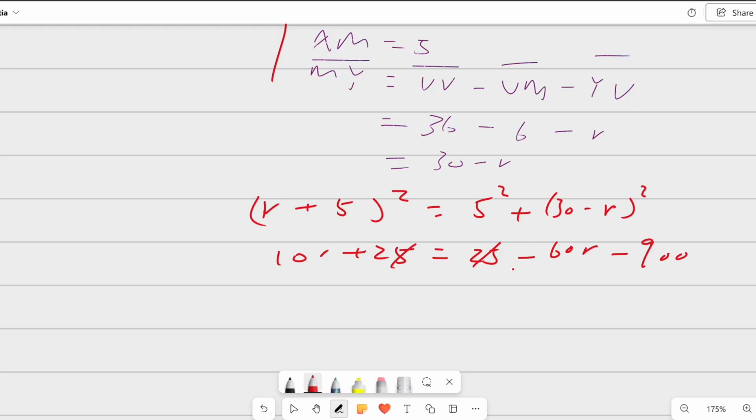Wait for a moment. Let me see. Yeah, here is plus. So 60R to the other side. So 70R equals 900. So R, you find our value, which is 90 over 7. So this is our third question answer.